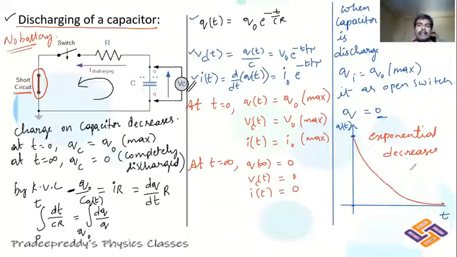And remember, in case of charging, it is exponential increase. In case of discharge, it is exponential decrease. Charge decreases exponentially, voltage decreases exponentially, current also decreases exponentially with respect to time. At time t equal to 0, the capacitor is fully charged, and after time t equal to infinity, the capacitor is completely discharged. Therefore, charge, current, and voltage, everything in the circuit will become 0.